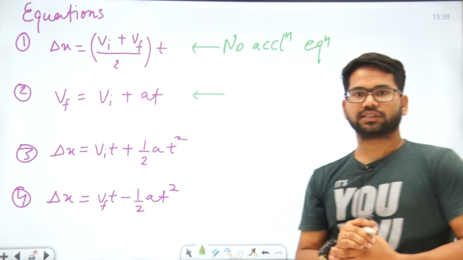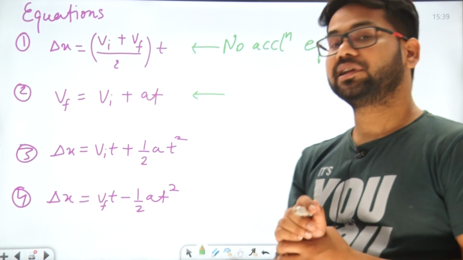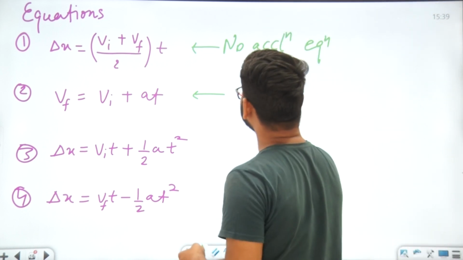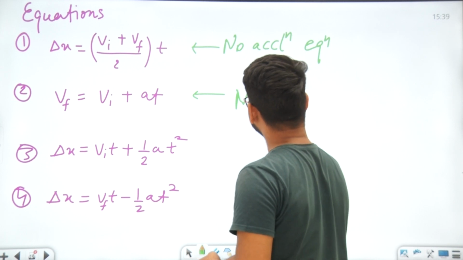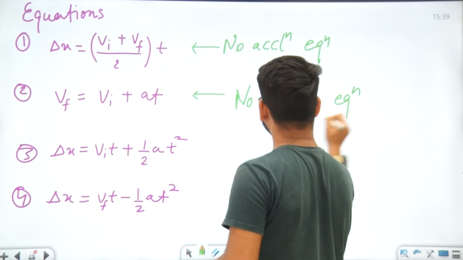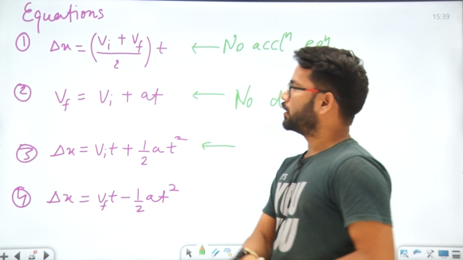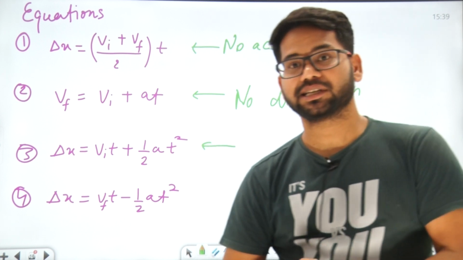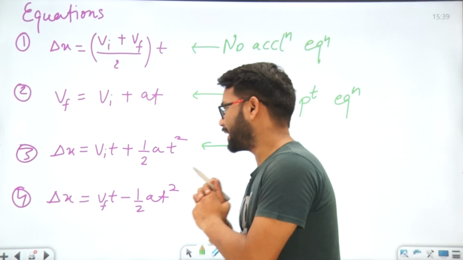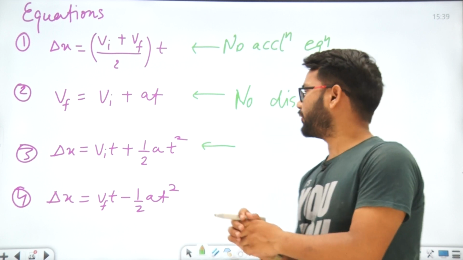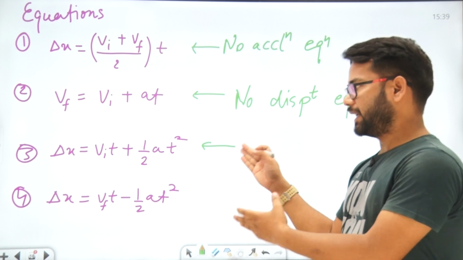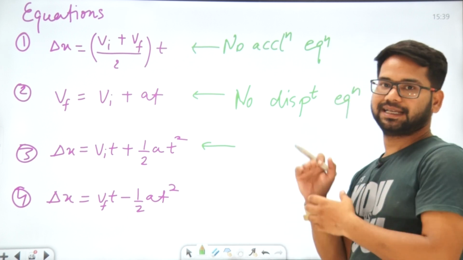Look at the second equation. Final velocity is initial velocity plus acceleration into time. So it's the no displacement equation. The third equation we have is displacement equals initial velocity into t, plus half into acceleration into time interval squared. Delta x equals Vi t plus half a t squared.